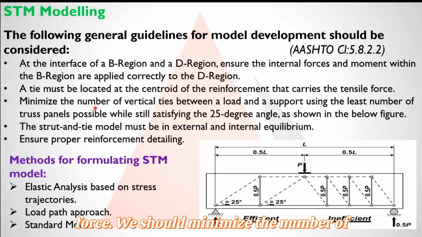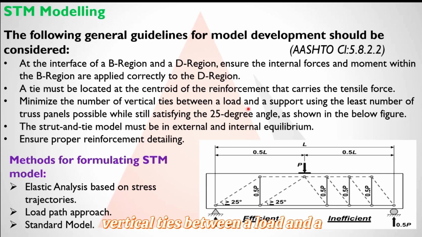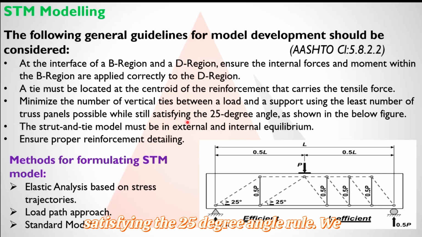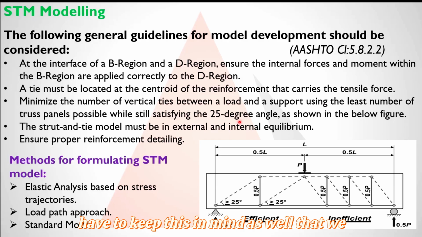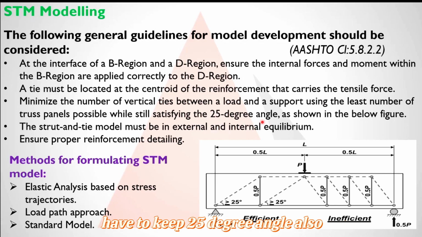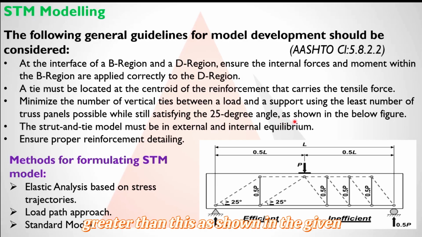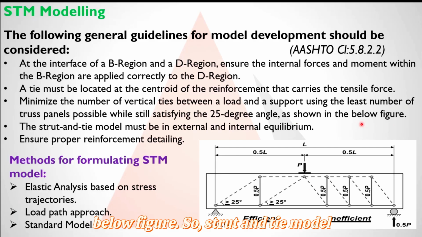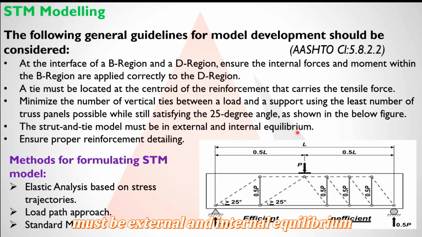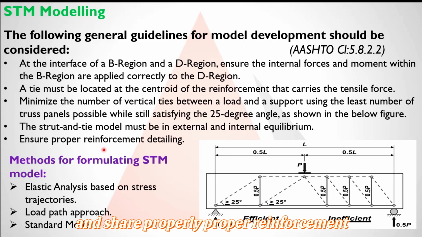We should minimize the number of vertical ties between a load and a support, using the least number of truss panels possible, while satisfying the 25-degree angle rule. We have to keep this in mind as well, that the angle must be greater than 25 degrees, as shown in the figure below. The strut-and-tie model must be in external and internal equilibrium, and ensure proper reinforcement detailing.